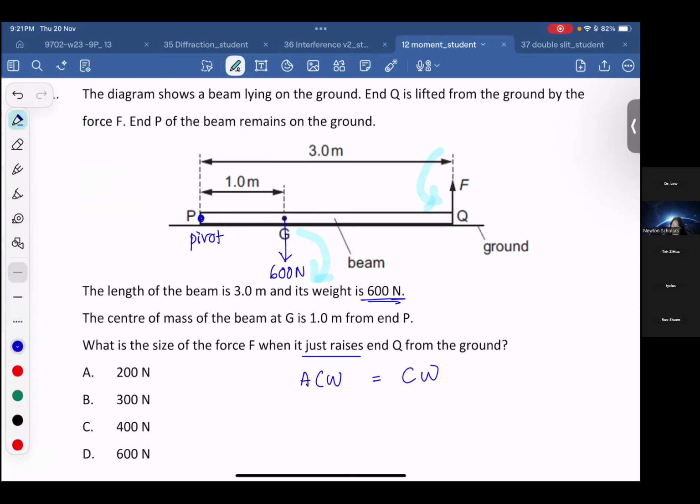The anti-clockwise moment is the force times its distance, and the clockwise moment is 600 Newton times its distance. Always ask yourself, from the force until the pivot, what is the distance? Here it is 3. From the 600 Newton to the pivot is 1 meter. So what is your force? Your force should be 200 Newton. Actually, this question is exactly like the previous question we did just now, but we only add on one more piece of knowledge, which is the weight. Where is the weight? We have to label it by ourselves.